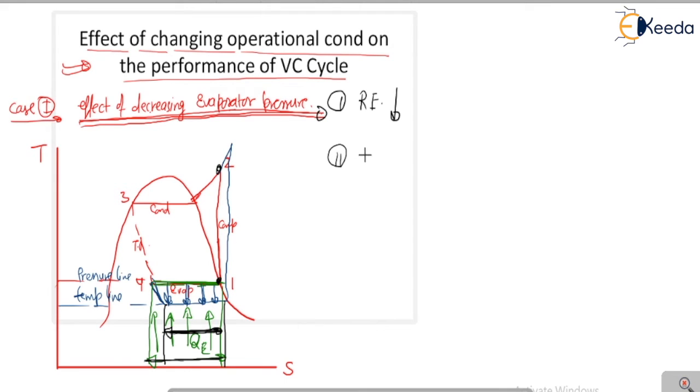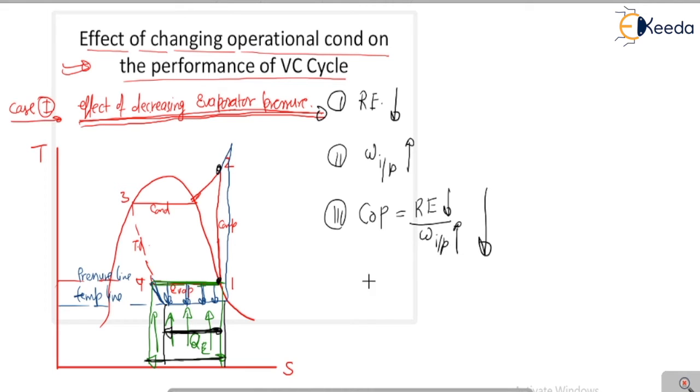So the second point is that the work input is going to increase. The third point is our COP, which is refrigeration effect upon work input. If work input increases and refrigeration effect decreases, then the total value of COP decreases. The fourth point is volumetric efficiency. What is the effect on volumetric efficiency? The volumetric efficiency formula is 1 plus C minus C times (P2 by P1) to the power 1 by n.